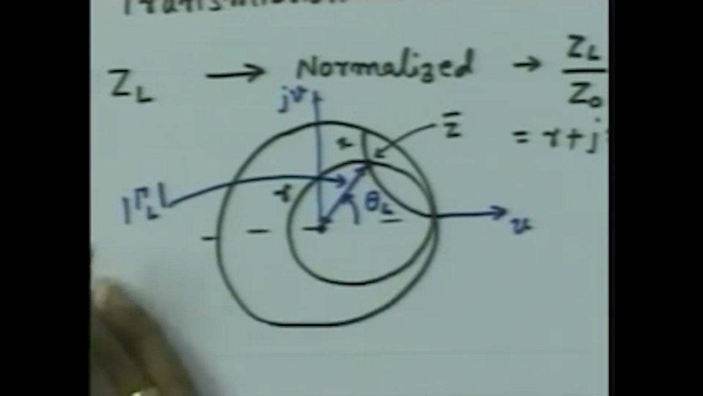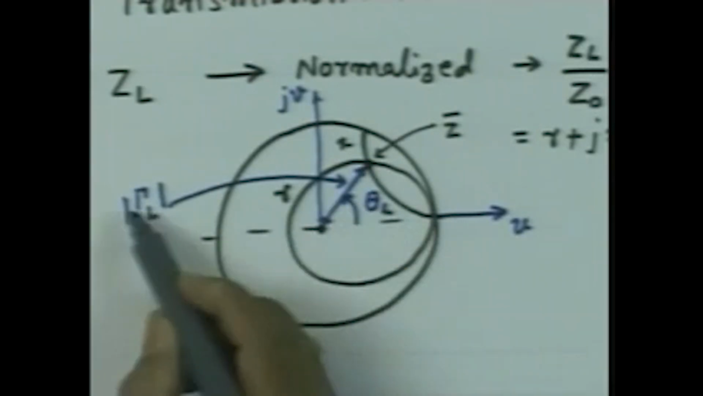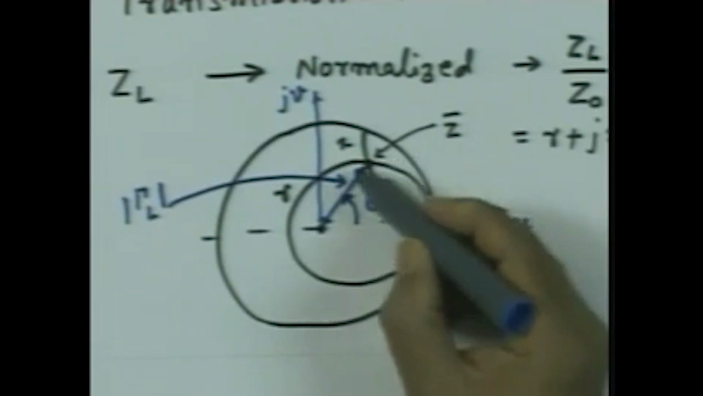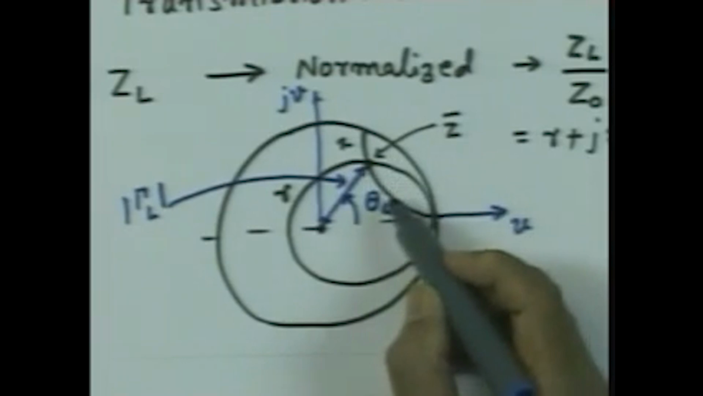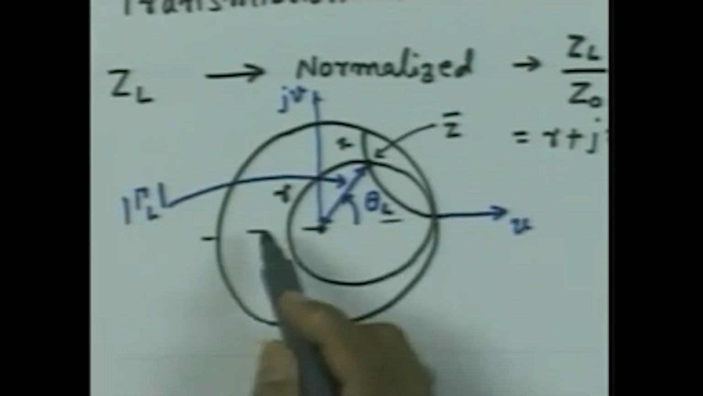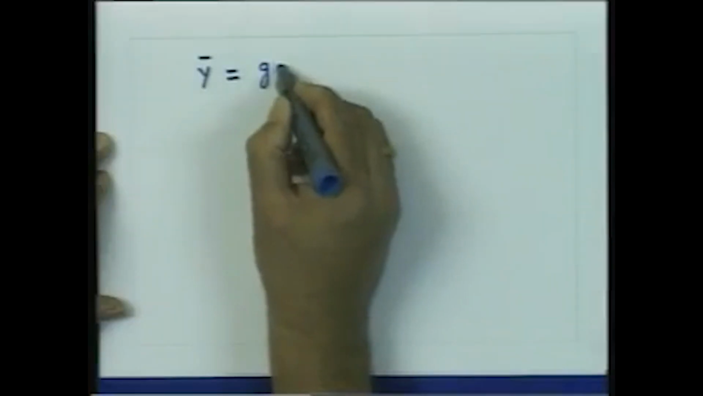So, without doing any calculation, just by measuring this distance and this angle, I can get the reflection coefficient from the complex impedance. Exactly the same thing I can do for calculating the reflection coefficient from complex admittance also. So, instead of impedance, if I had admittance for calculation, then my normalized value of admittance is G plus jB.